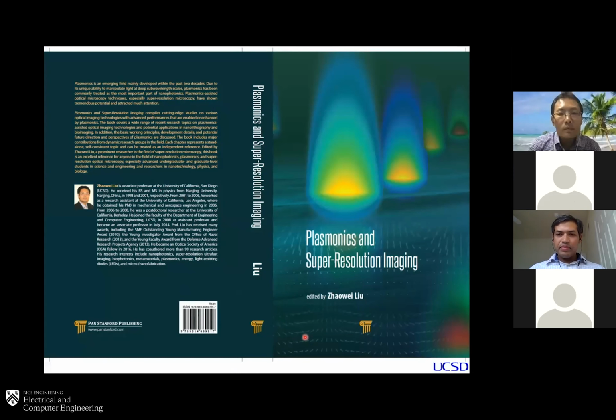So I wanted to ask, how do the absorption and scattering properties of the object that you are trying to image affect the resolution of the system?